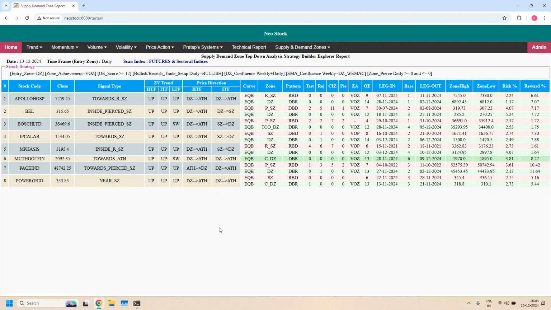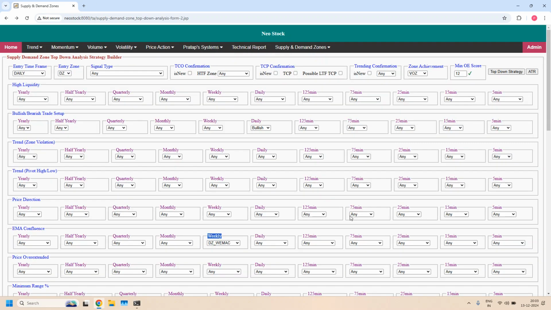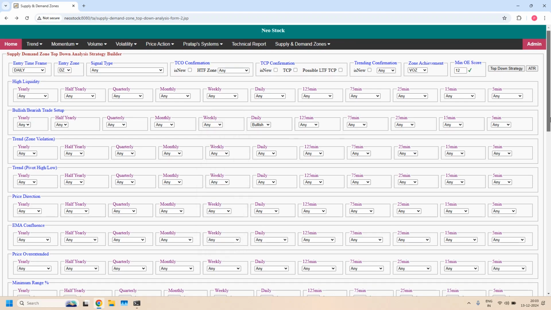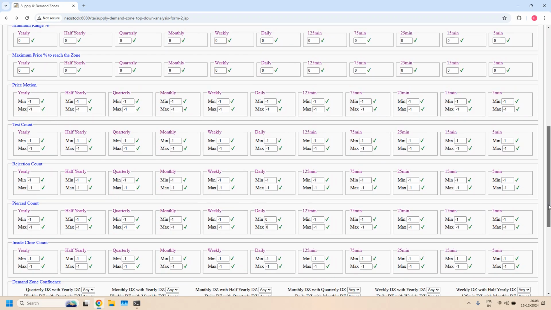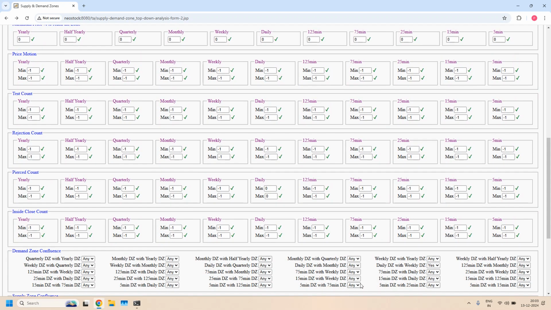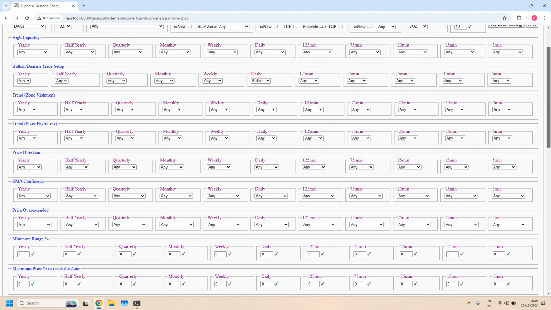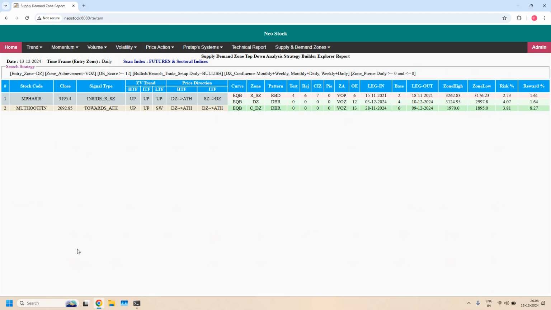Okay, next let us look for high probability trade setup stocks based on LTF, ITF and HTF demand zone confluence. I am removing this EMA filter. In the demand zone confluence, 3 filters we have to set. First filter is already enabled, daily with weekly. Next, daily demand zone with monthly demand zone confluence, and weekly demand zone with monthly demand zone confluence. With all the 3 filters, LTF, ITF, HTF, demand zone confluence, we got only 2 stocks.